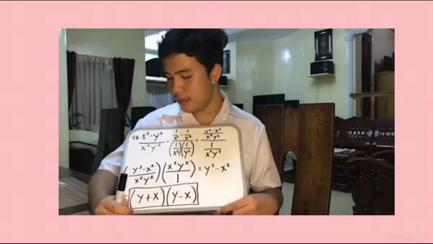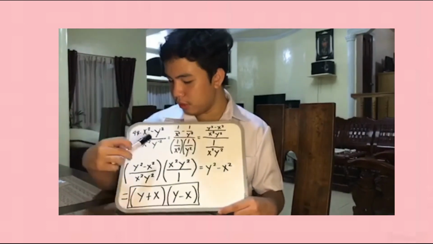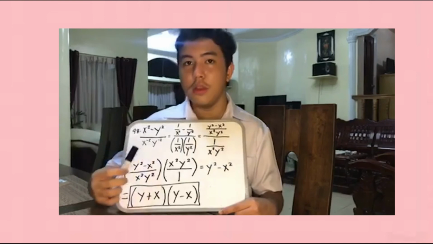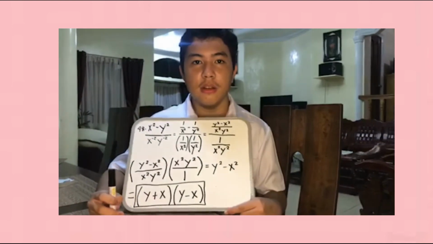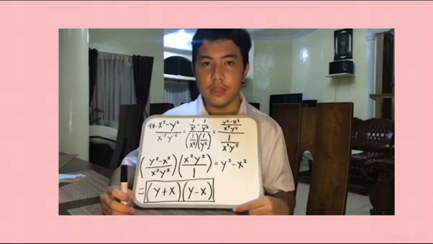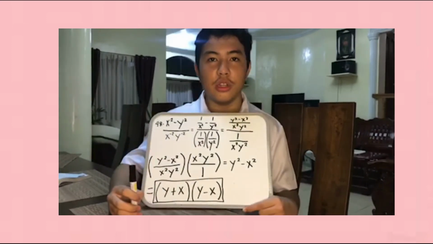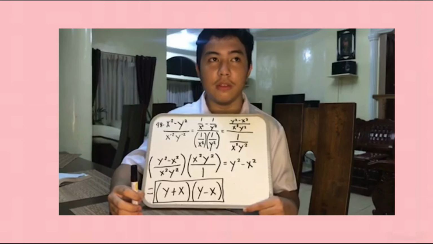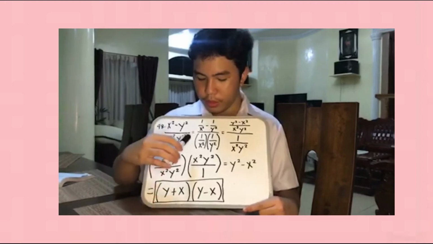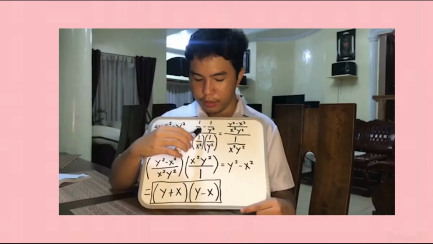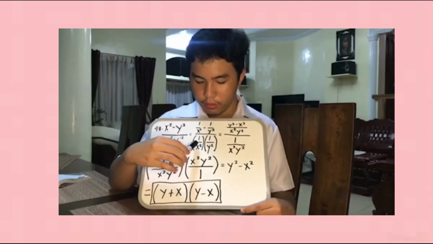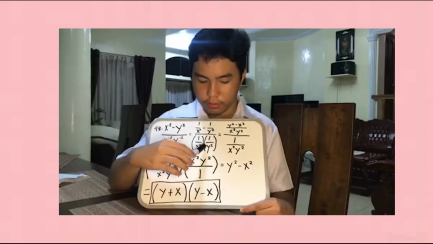Number 48. x to the power of negative 2 minus y to the power of negative 2 over x to the power of negative 2 y to the power of negative 2. So first thing to do is to apply the sixth law to the variables that have negative exponents. We cannot use the same solution as the last equation because it has a minus sign. So the equation will become 1 over x squared minus 1 over y squared over 1 over x squared times 1 over y squared.